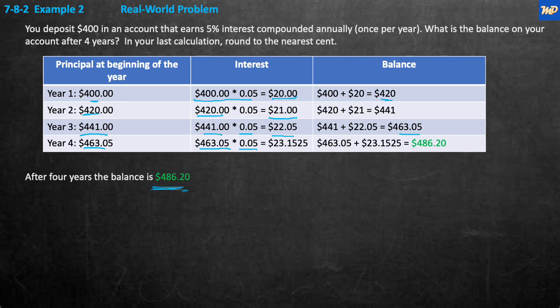So there it is. After 4 years, you're going to have $486.20.